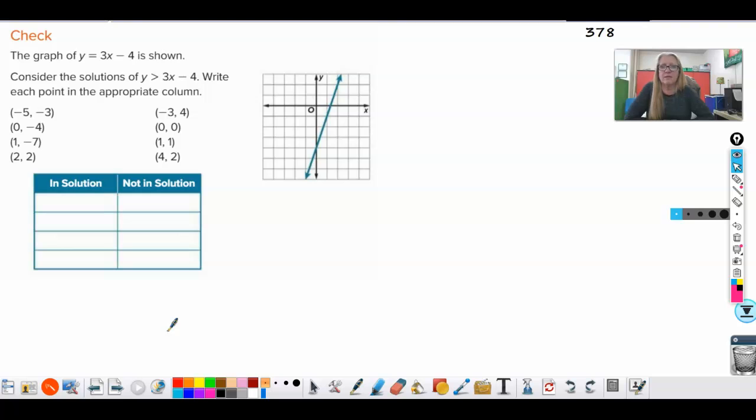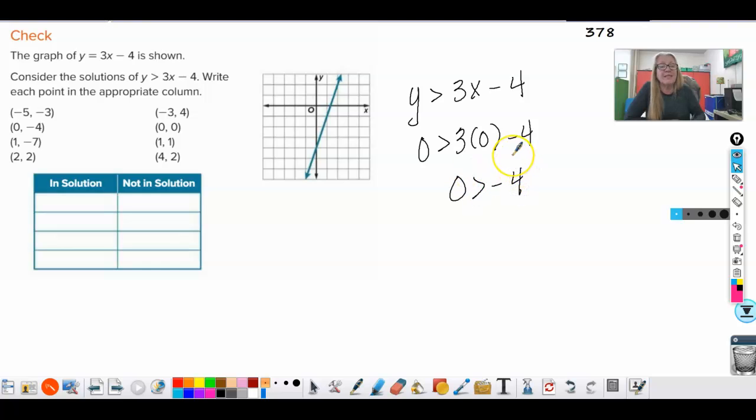Write each point in the appropriate column. In the solution or not in the solution? Well, we've got the line drawn here. I'm going to use the test point 0, 0 and see what it does with this inequality. So I'm going to use y is greater than 3x minus 4. If I put 0, 0 in, I get 0 is greater than negative 4, which means 0, 0 is in the solution set. So the points listed here that would be over here are in the solution. Negative 5, negative 3, heck yeah, that's in the solution.